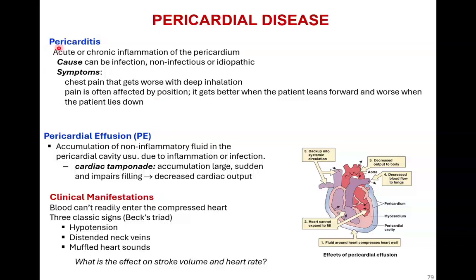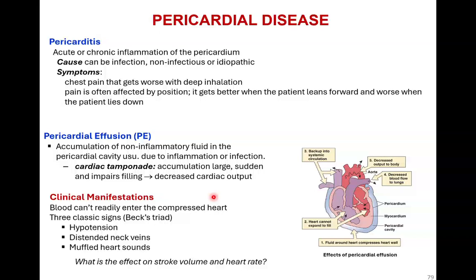In some cases, pericarditis can lead to pericardial effusion, which is an accumulation of fluid in the pericardial sac. And if that accumulation is large and sudden, the individual develops what is called a cardiac tamponade. Tamponade simply refers to, what is tamponade? An external compression of the heart chambers. And that external compression actually impedes the filling of the heart.